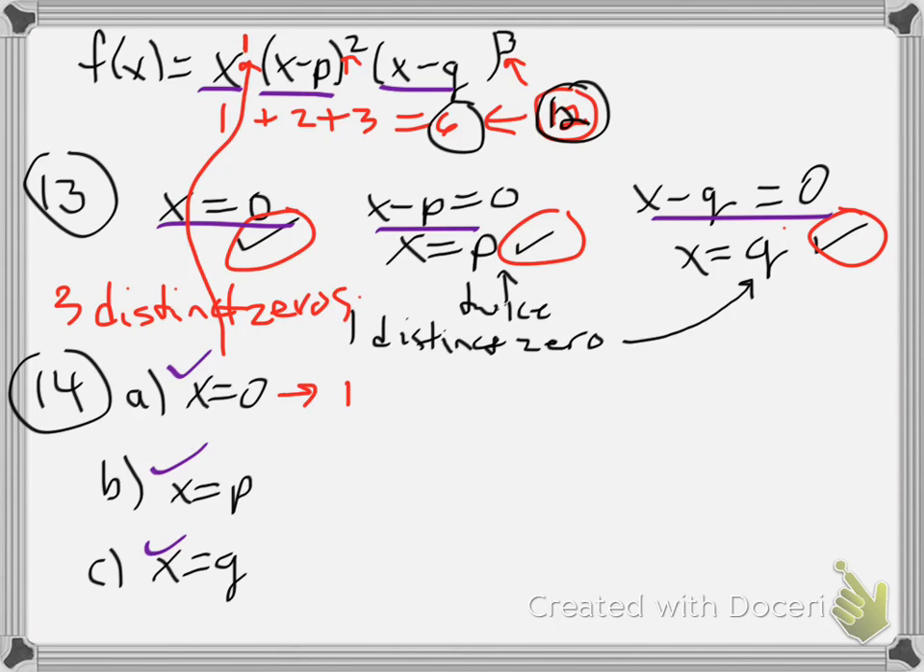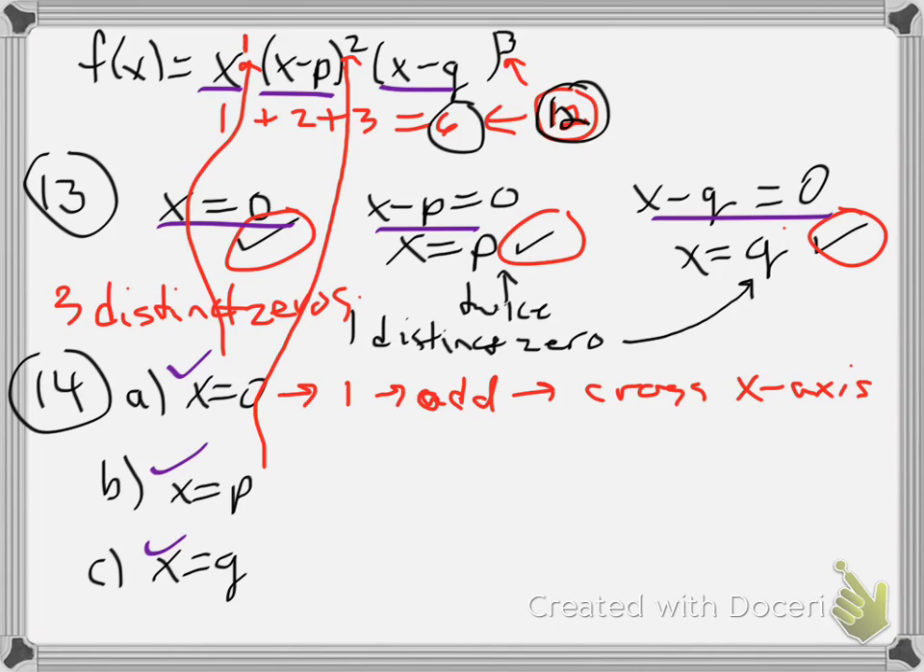How do I know? Because it's x to the first power. So since it's odd, it's going to cross the x-axis. Even if it gets close to flat, it's going to cross it. Okay? It's not going to be that flat though. This one here is a 2, which is an even number. So it must be tangent. It's going to bounce off the x-axis. It's going to touch it, but it's not going to go through it.